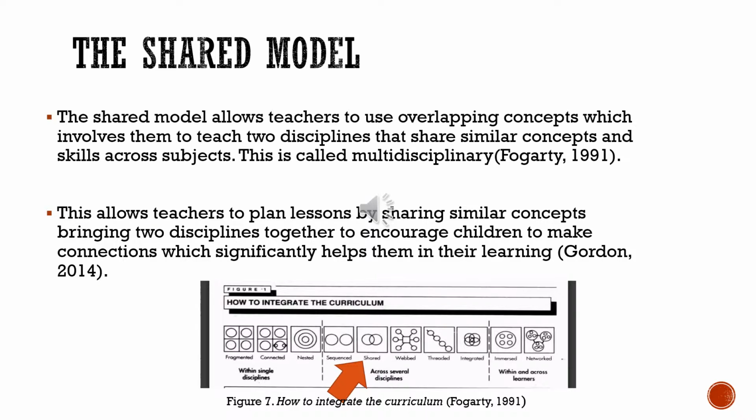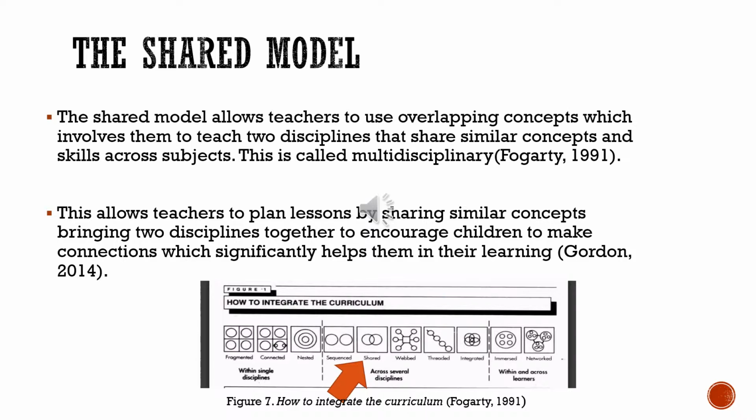According to Fogarty's 10 models to integrate curriculum, the shared model brings two distinct disciplines together into one focused image. This is a significant way in the 21st century to help make learning meaningful for the students. The shared model allows teachers to use overlapping concepts, which involves them teaching two disciplines that share similar concepts and skills across subjects. This is called multidisciplinary. This allows teachers to plan lessons by sharing similar concepts, bringing two disciplines together to encourage children to make connections, which significantly helps them in their learning.